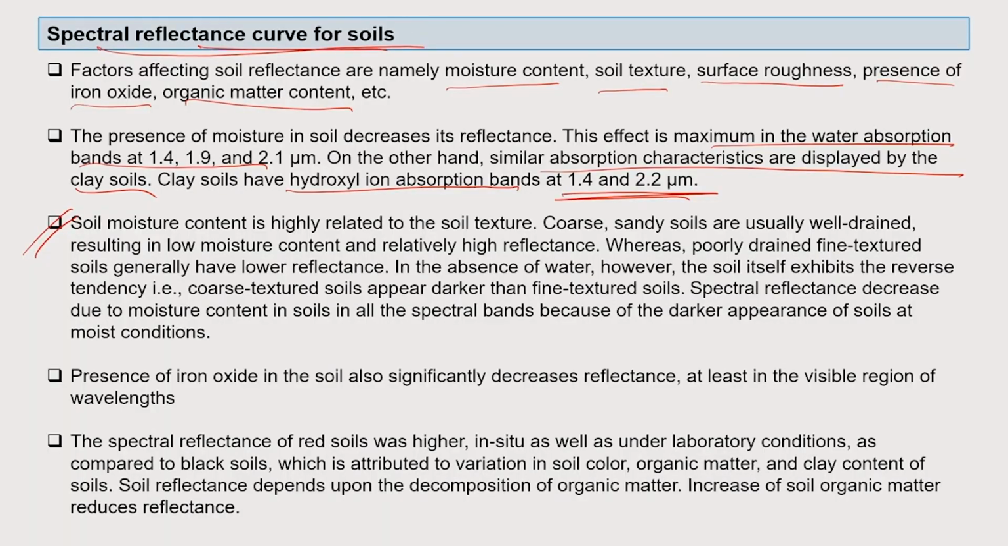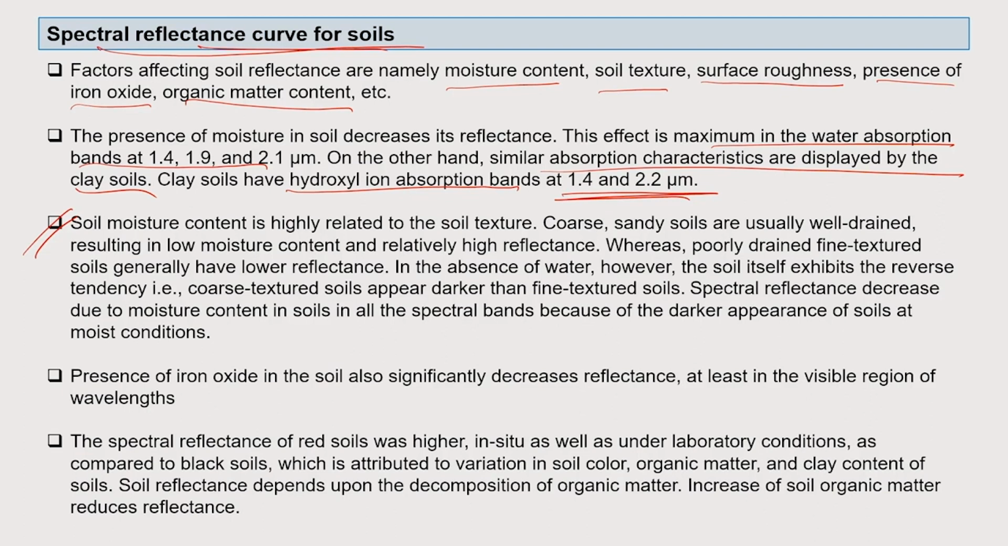And in the absence of water, that means if moisture is not there in the soil, that higher reflectance allows you to understand the soil is dry. That means water is not present in the proper amount in the soil. So that would give you a signal that probably irrigation is needed. Coarse texture soils appear darker than fine texture soil in the remote sensing picture.